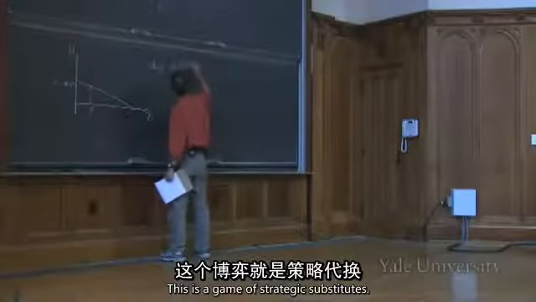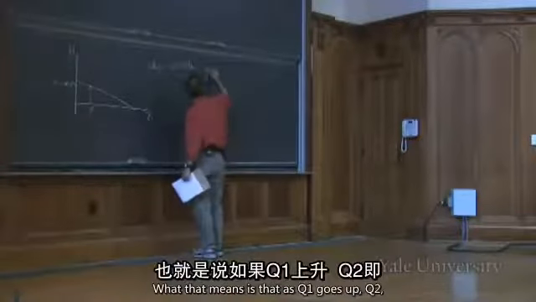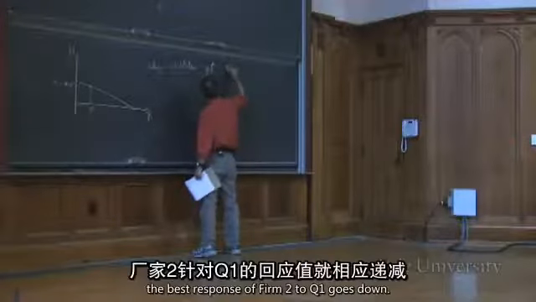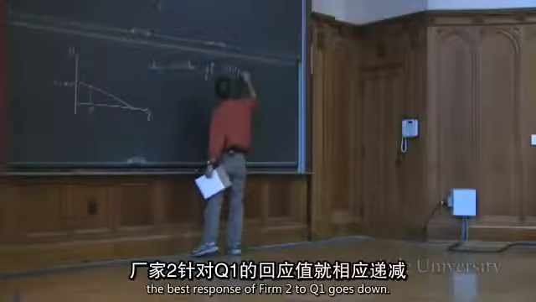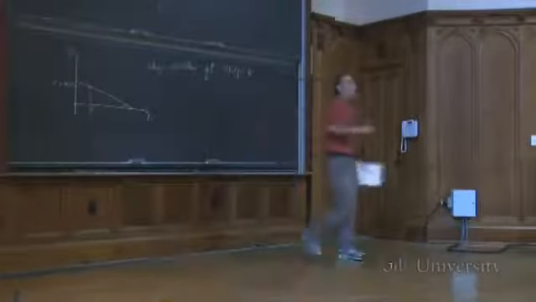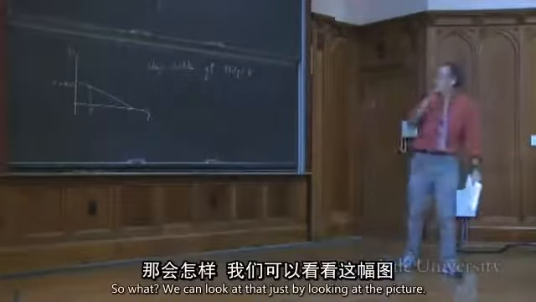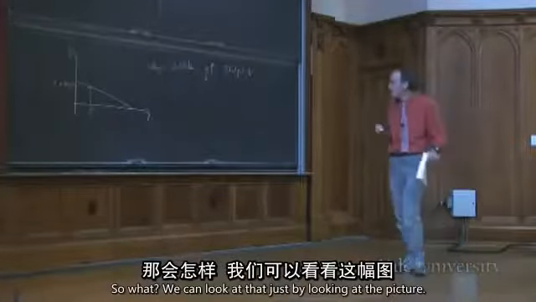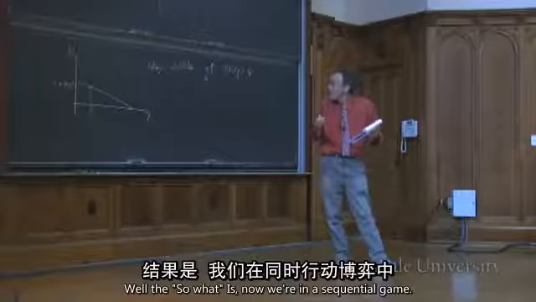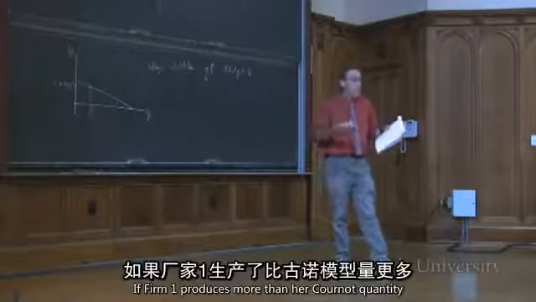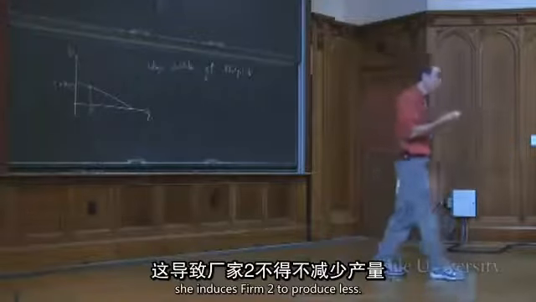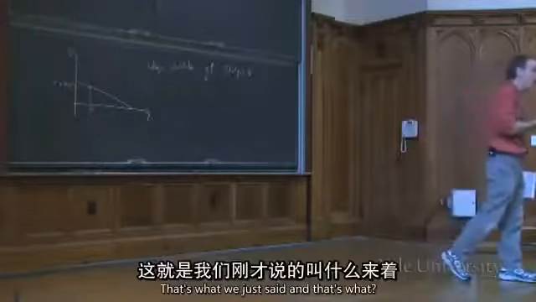It's a game of strategic substitutes. And what that means is that as Q1 goes up, Q2, the best response of firm 2 to Q1, goes down. So what? We can look at that just by looking at the picture. Well, the so what is, now we're in a sequential game. If firm 1 produces more than her Cournot quantity, she induces firm 2 to produce less. That's what we just said.